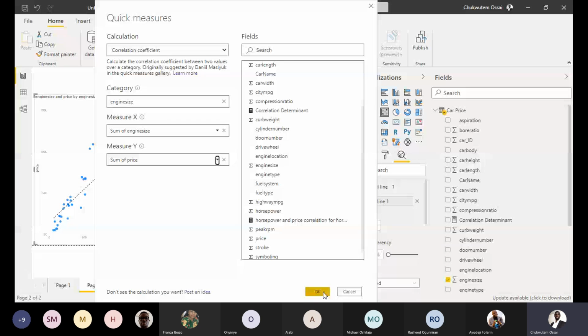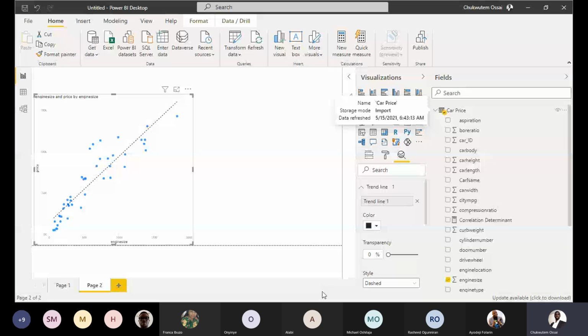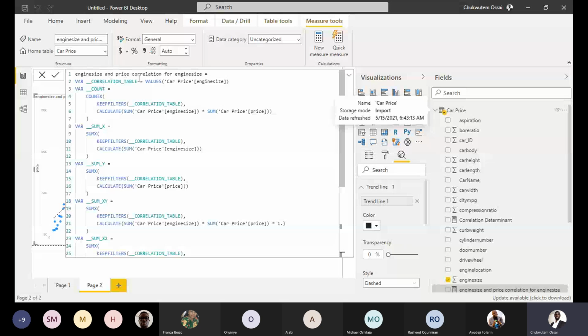So actually, if we were to write the DAX for this particular one, this is what we would have written. The DAX is going to pop up now. It's working on it. So this is what we would have written as against what we just displayed. Okay, so this is the correlation between engine size and the price. This is what we would have written when it comes to the DAX.